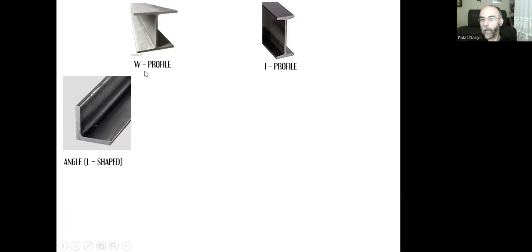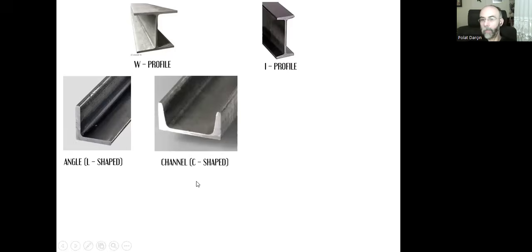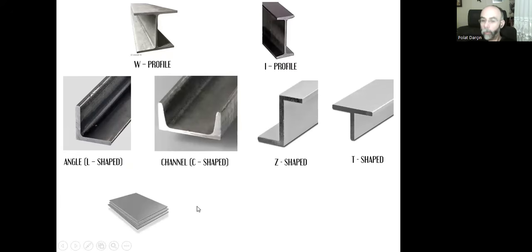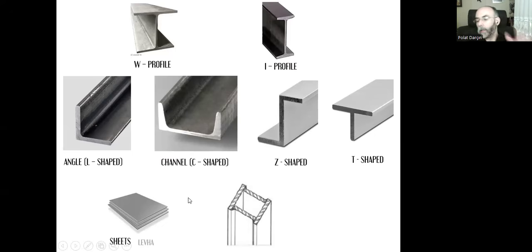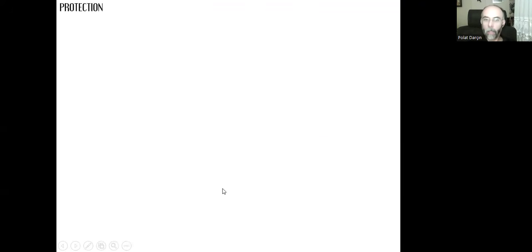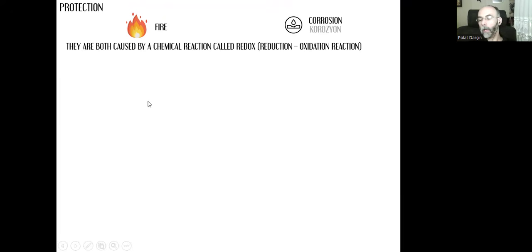Or instead of these I or W shape profiles, we can have L shaped, C shaped, Z shaped, T shaped. We can have these sheets, and we can create our own studs or purlins or rafters, beams, by combining these sheets of steel in various positions. That's what we call a custom shaped profile. And again, let's remember from last semester's course notes, we need to provide enough protection against fire damage and corrosion, especially when we are talking about steel.